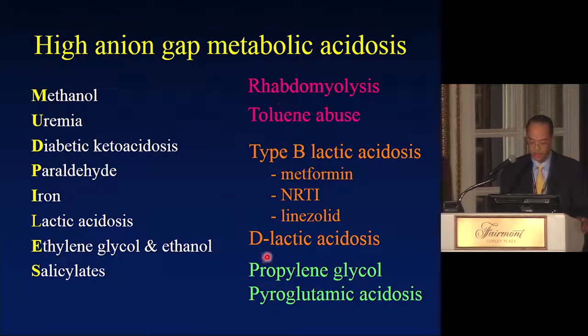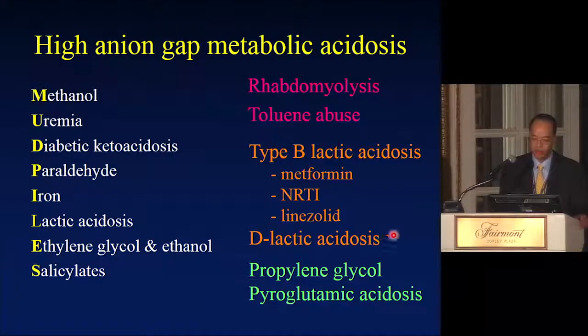There are a number of things that are worth remembering that aren't necessarily in this mnemonic. So rhabdomyolysis can cause release of intracellular acids, not entirely clear exactly which ones, but occasional patients can have a quite severe high anion gap metabolic acidosis. Toluene abuse causes, in some cases, an anion gap metabolic acidosis, in other cases, a non-gap, and I think we have a case of that later that we can talk about.